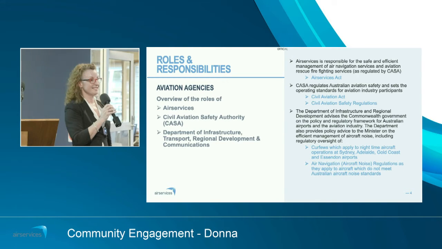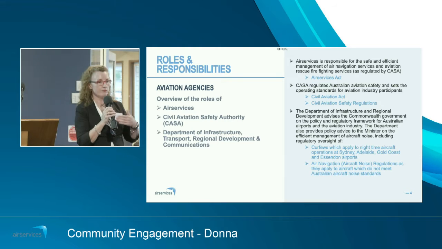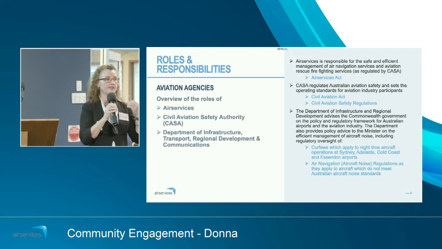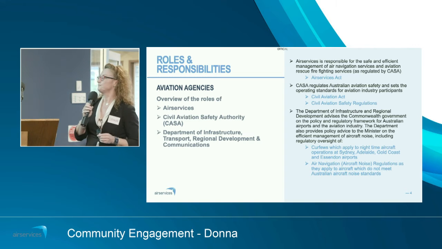The Civil Aviation Safety Authority, or CASA, are the regulator. They're primarily around safety. If we make a flight path change, we have to apply to CASA for approval of that change. So that's their remit. They're purely around safety, but they are the regulator. If there is a problem, they have the regulatory power.